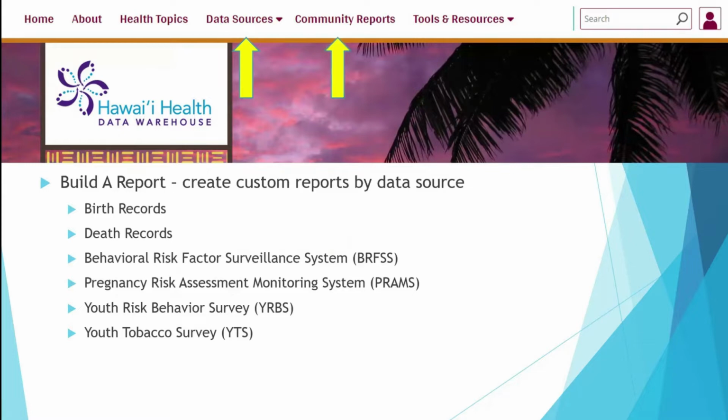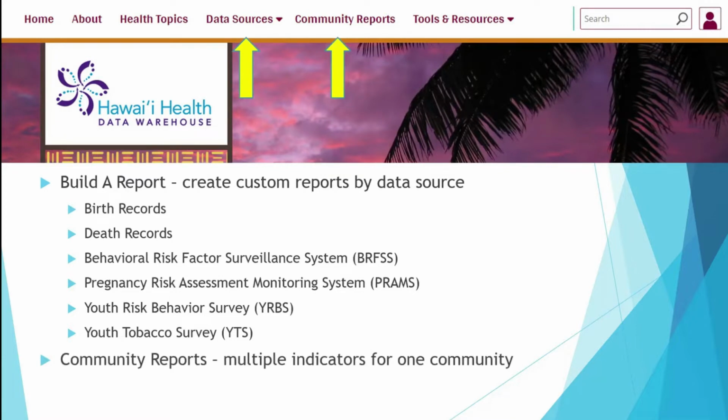The Community Reports feature is a good resource when you want to look at multiple measures of health in a given community, like the count by county or race, ethnicity, or sexual or gender minorities, to see how they compare to the state as a whole. We'll demo this feature in future coffee breaks.